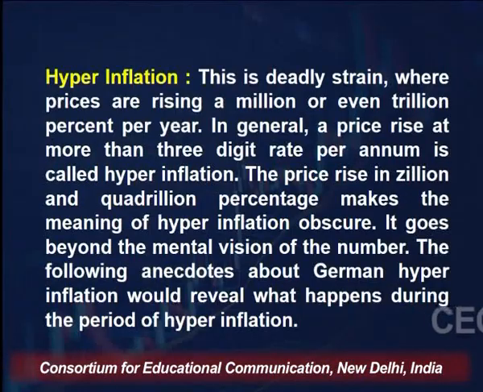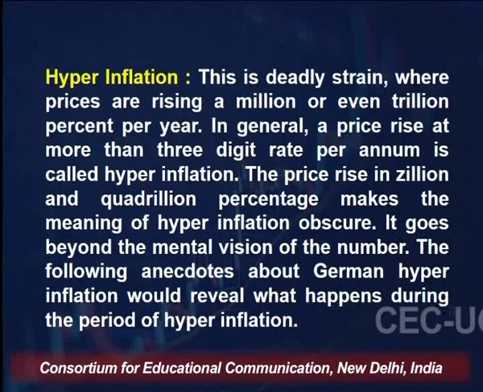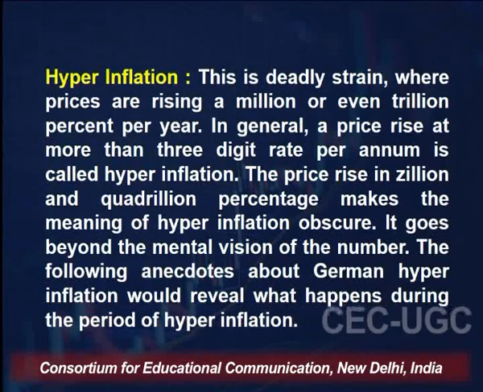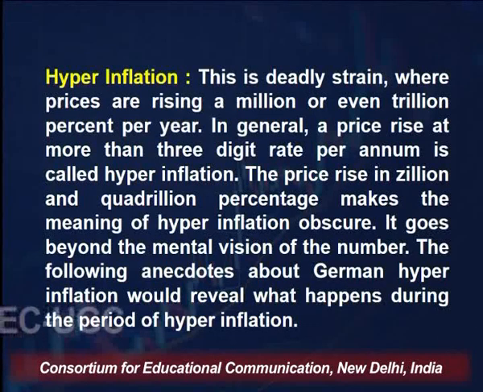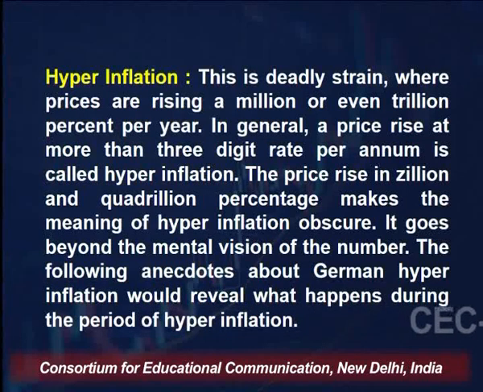Hyperinflation is another type of inflation on the basis of rate of inflation. This is a deadly strain where prices are rising a million or even a trillion percent per year. In general, a price rise at more than a three-digit rate per annum is called hyperinflation. The price rise in zillion and quadrillion percentage makes the meaning of hyperinflation obscure, and it goes beyond the mental vision of the number.